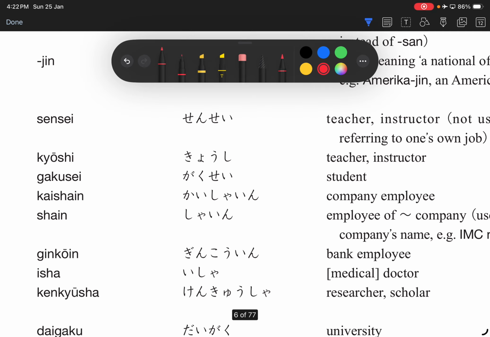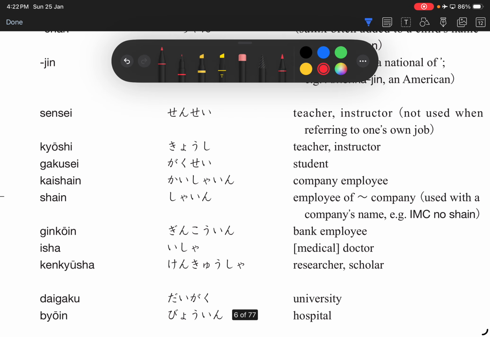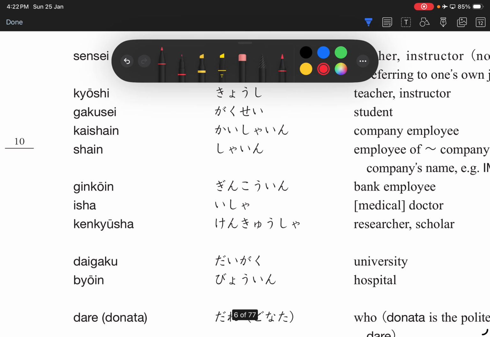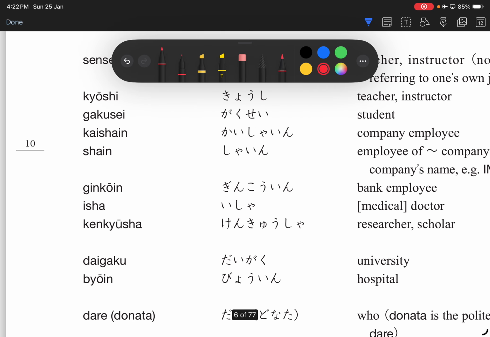Next, kaishain. Shain. Ginkoin. So ginko by itself means bank, and in simply means employee. So ginkoin means bank employee. You can split up the word: ginko simply means bank.